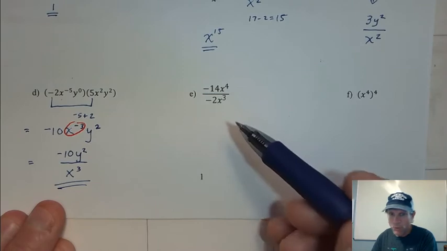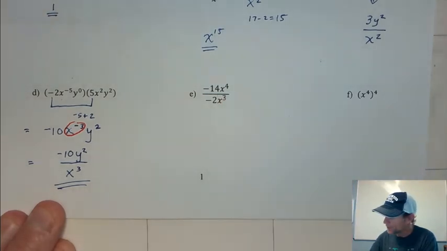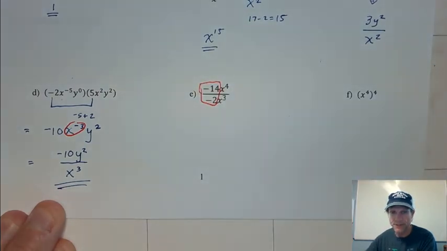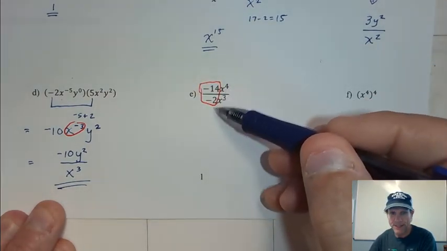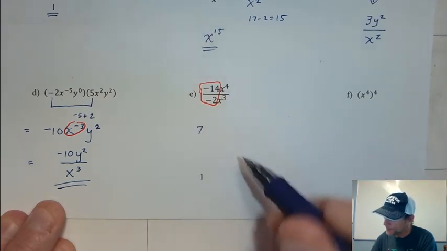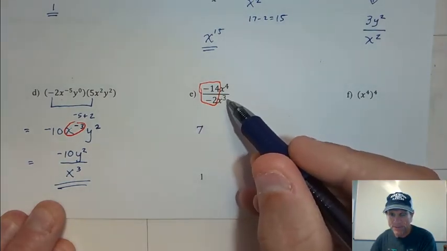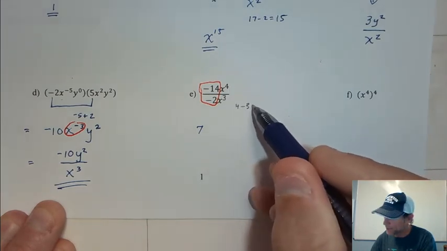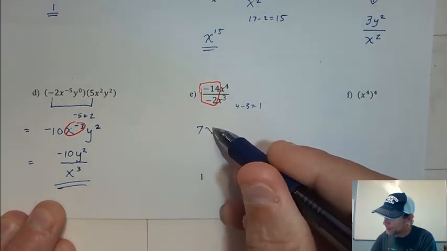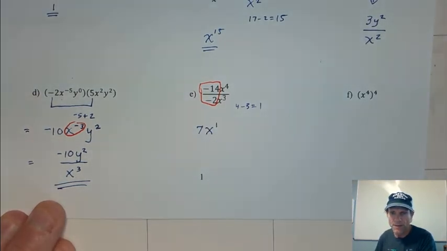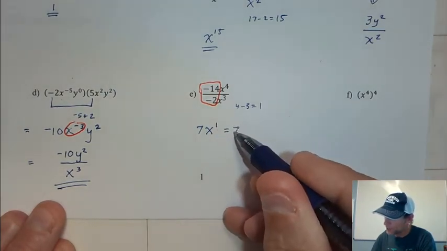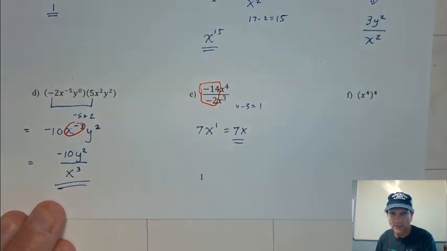Next up, we have a quotient. So we can just look at these coefficients here and do our old school division right there. Negative 14 divided by negative 2 is 7. And then we're going to subtract our exponents here because of the quotient rule, and we have 4 minus 3 equals 1. If you write this, it's okay, but we generally don't put that 1 on there. We just know that it's there when we write 7x, so that's a little cleaner. And this will probably say not in the simplest form.